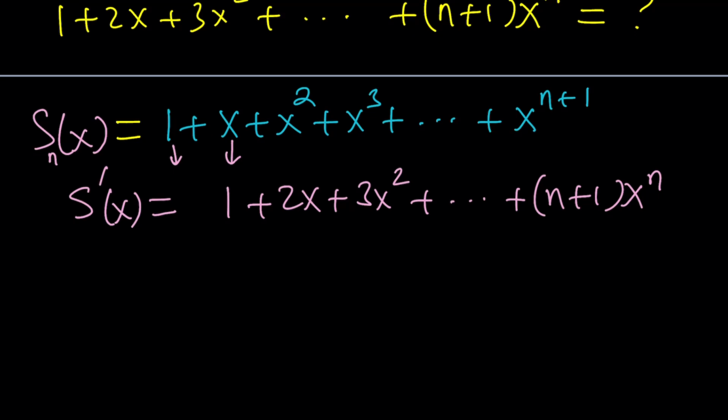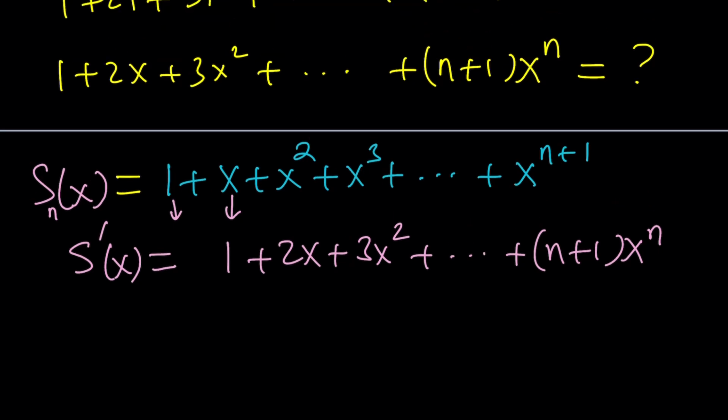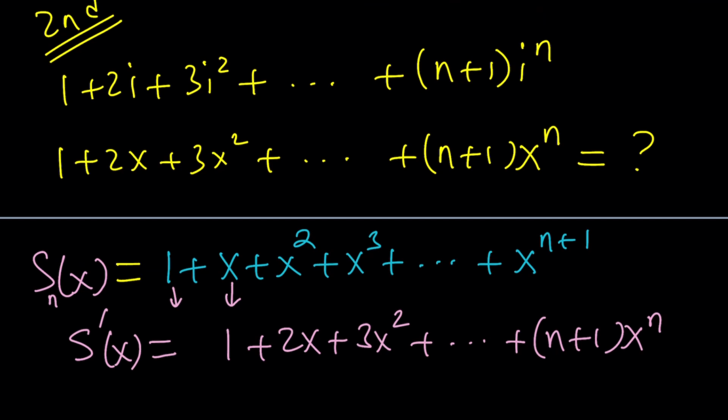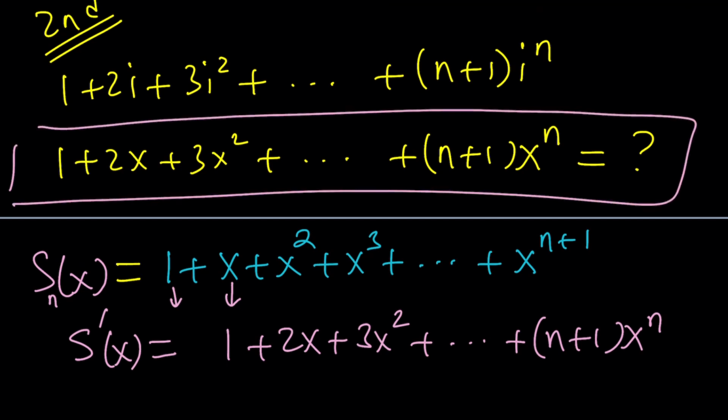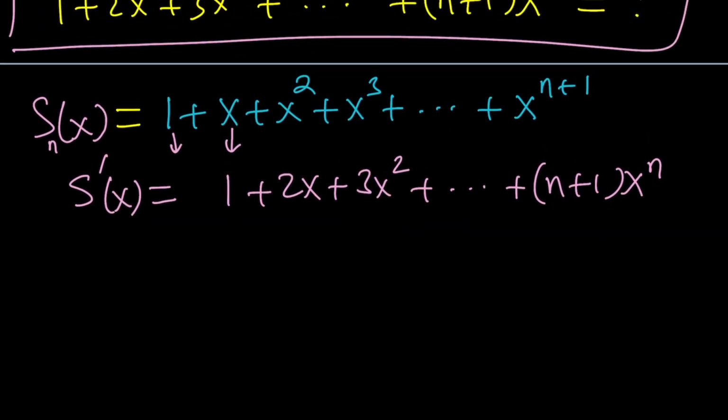Wait a minute. Is this something I want to evaluate? Well, sort of. It is, because look at this. If I can find this sum, I can also find this sum, because all I have to do is replace x with i. That's what we're going to do. Make sense? So how do you evaluate it? Well, we do know what S is. What is it? It's the geometric series, and it's finite.